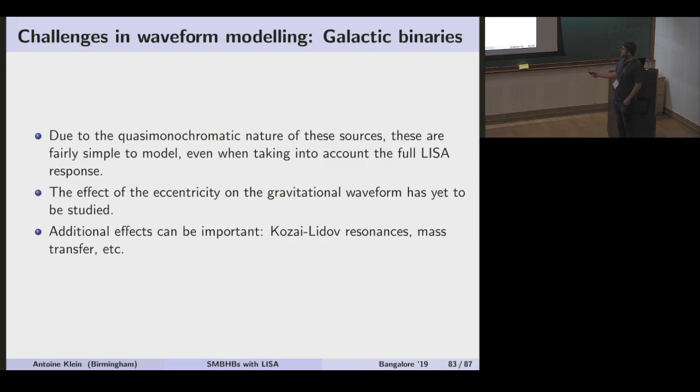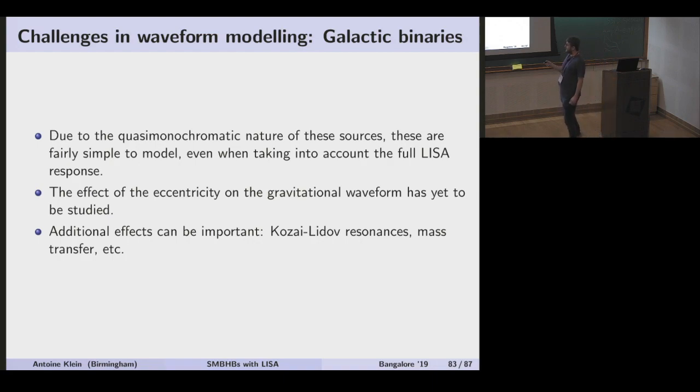So first of all, we can detect galactic binaries. What's the status of waveform modeling for those systems? Those are very simple systems, so we can model them pretty easily. However, there are certain effects that haven't been studied very carefully, for example, the eccentricity.